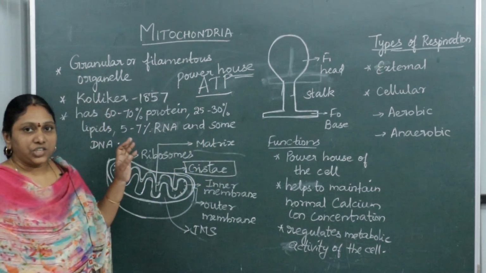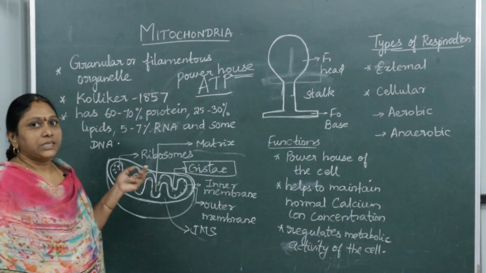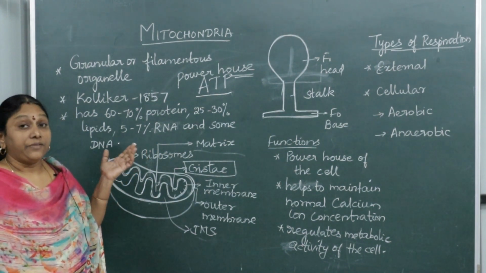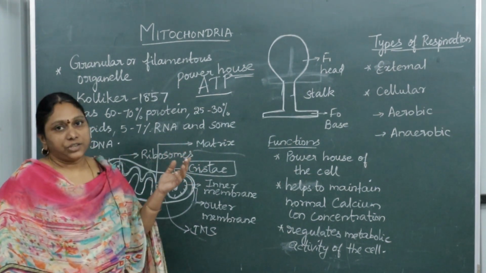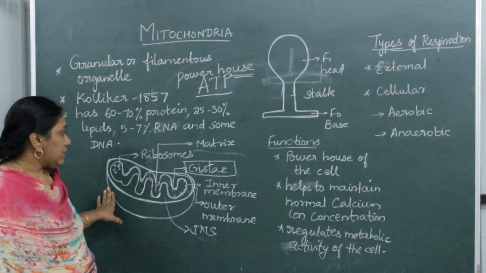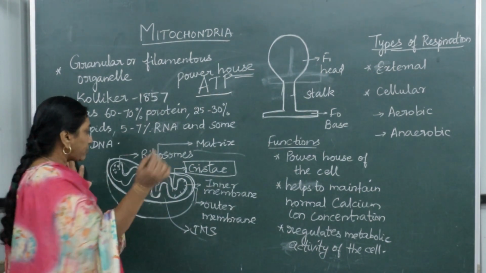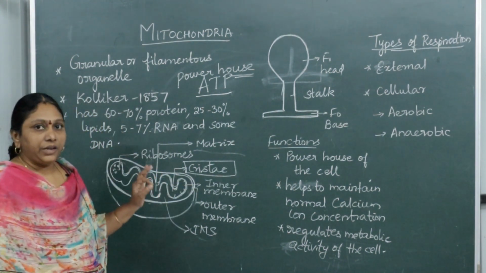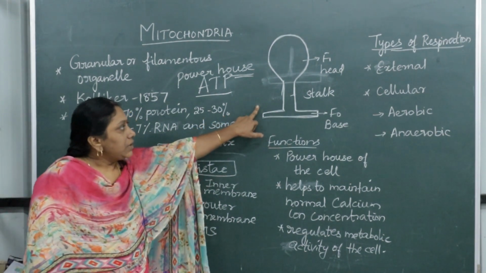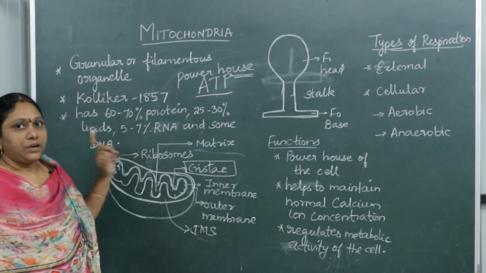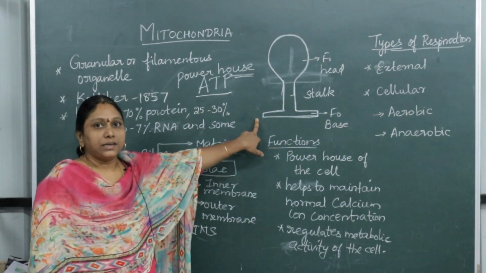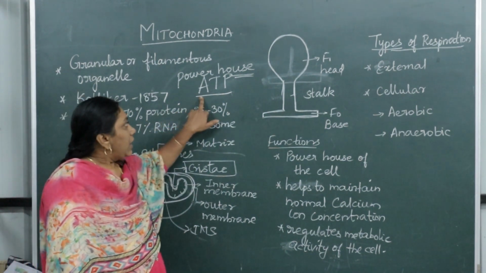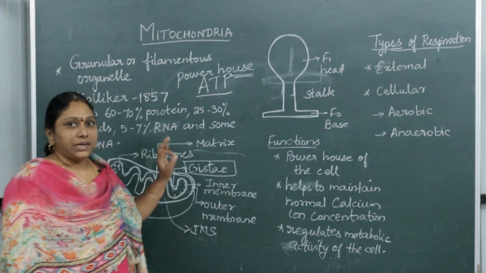The matrix is rich in proteins, lipids, tRNAs and some amount of DNA, and various enzymes which are required for the energy synthesis process. So this is regarding the structure of mitochondria. And coming to the inner membrane, on its surface it has a lot of minute tennis racket shaped particles called oxysomes or F1 particles. The oxysomes are very important because they are for the synthesis of ATP. What is ATP? It is adenosine triphosphate, which is also known as the energy currency of the cell.